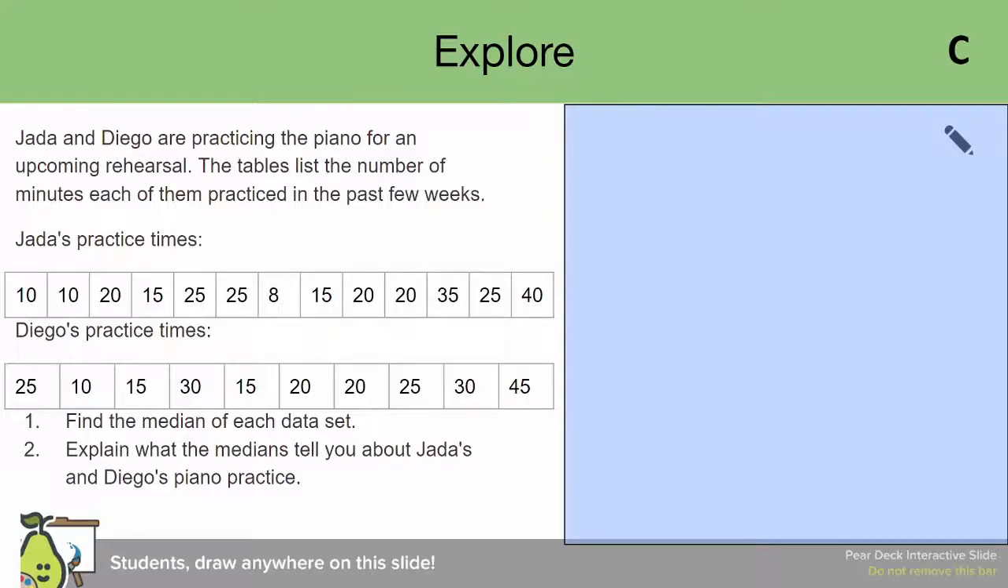Let's take a minute and read about Jada and Diego. It says, Jada and Diego are practicing the piano for an upcoming rehearsal. The tables list the number of minutes each of them practiced in the past few weeks. Jada's practice times are included in the following table: 10, 10, 20, 15, 25, 25, 8, 15, 20, 20, 35, 25, 40. Diego's practice times include 25, 10, 15, 30, 15, 20, 20, 25, 30, 45.